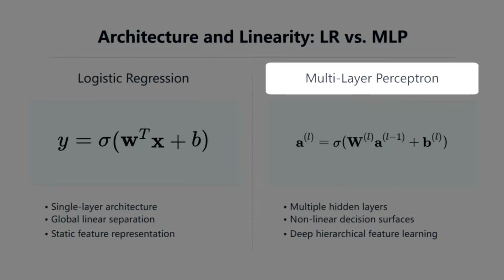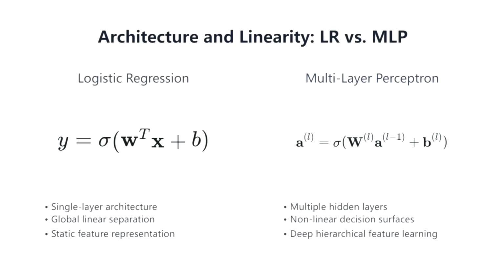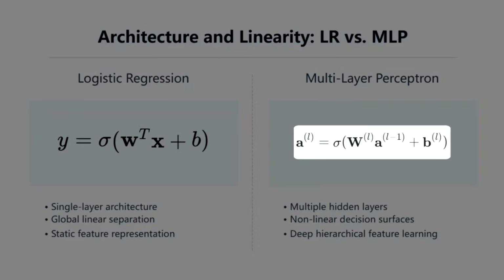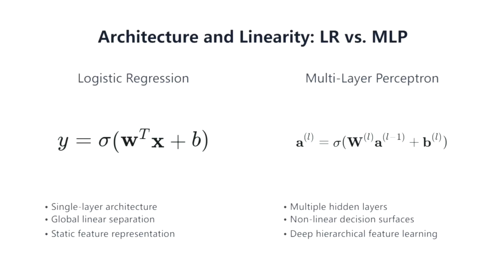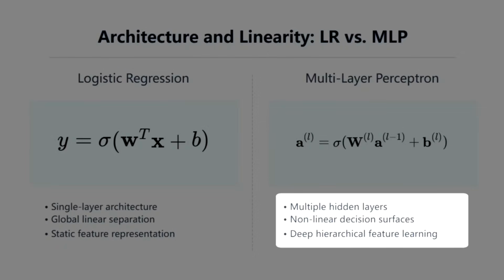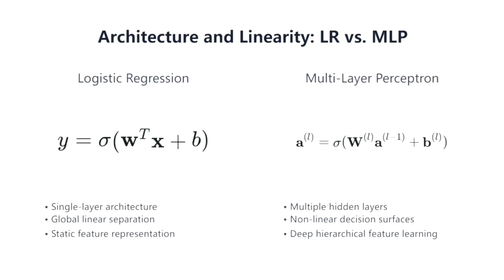Now, contrast that with the multi-layer perceptron, or MLP, on the right. This is where we introduce depth to capture complexity. In the MLP, we have multiple hidden layers. The activation of one layer becomes the input for the next, allowing the model to learn hierarchical features. These hidden layers enable the model to form nonlinear decision surfaces. It can essentially curve the boundary to fit complex patterns that a straight line simply cannot reach.